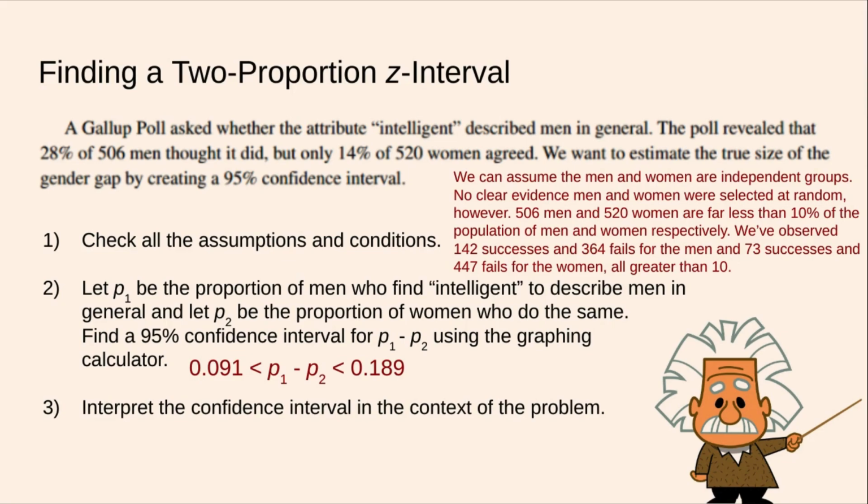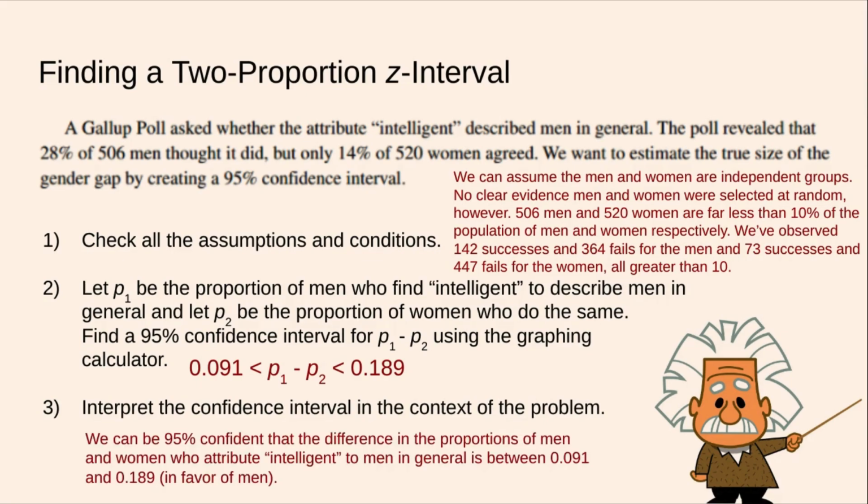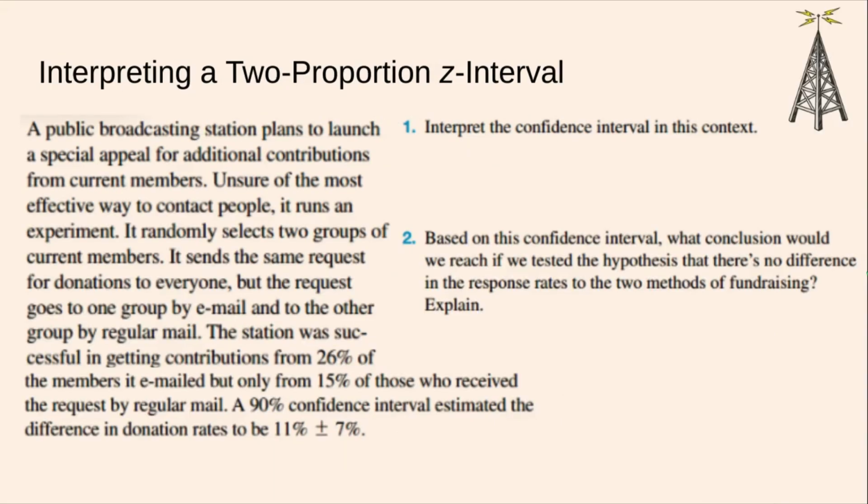So how do we interpret that confidence interval in the context of the problem? Well, here is one way we could do it. We can be 95% confident that the difference in proportions of men and women who attribute intelligent to men in general is between 9.1 and 18.9% in favor of men. So men think they are intelligent in general, more so than women, to the tune of somewhere between 9.1 and 18.9%. Let's end the lesson with one more practice problem.